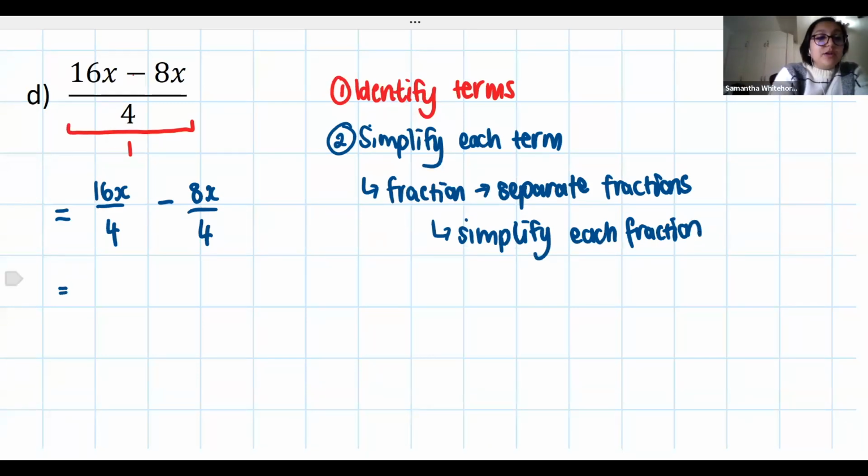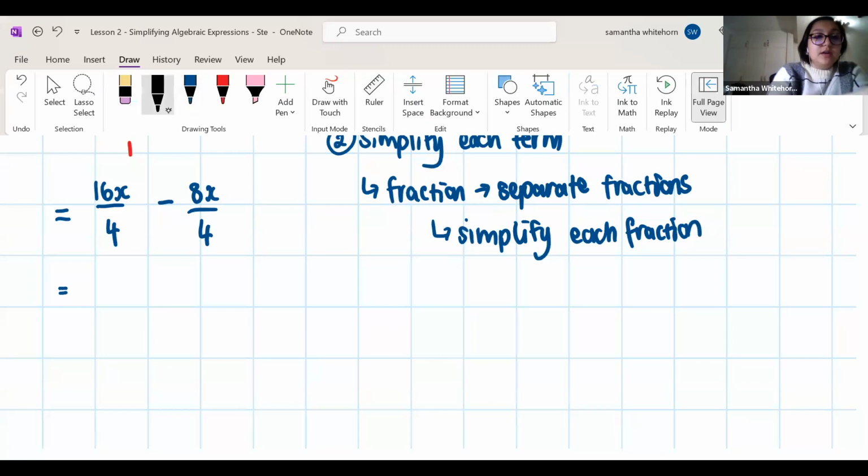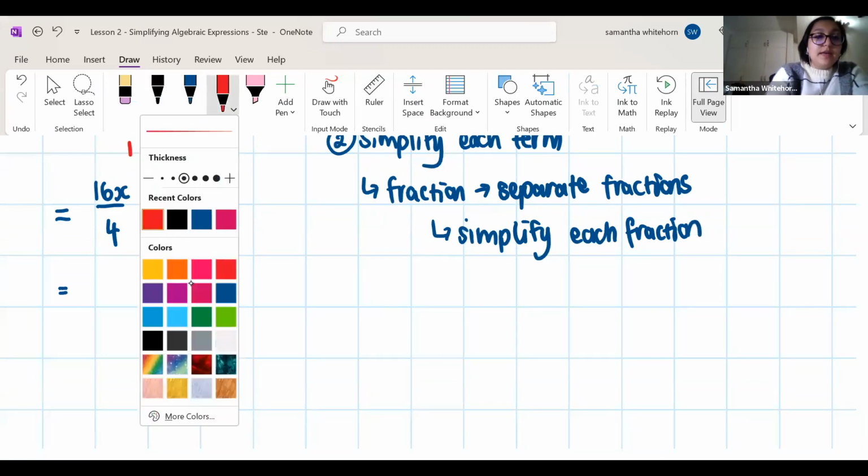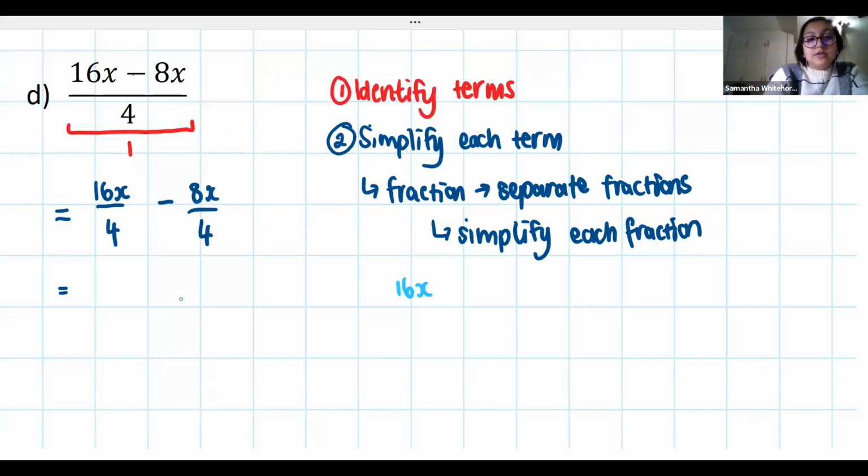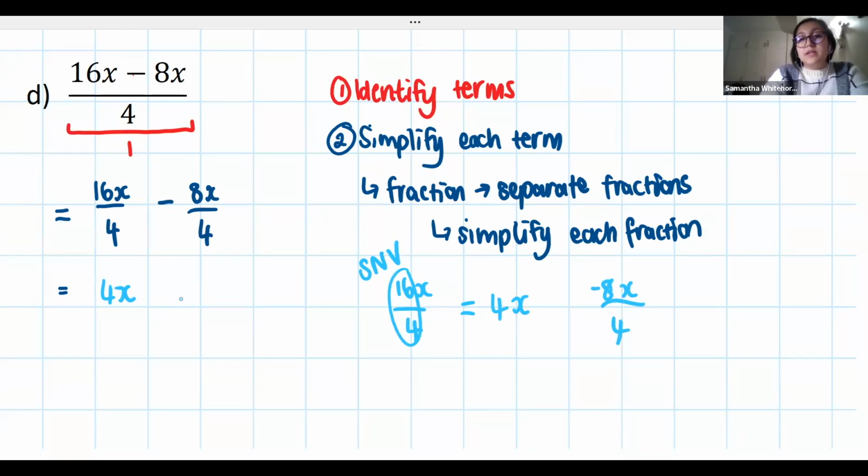So if we look at fraction number 1, guys, let's focus. Fraction number 1 is 16x divided by 4. Remember, signs, numbers, variables. Positive divided by a positive is a positive. 16 divided by 4 is 4. And then we have that x. So this first term simplifies to 4x. The second fraction is negative 8x over 4. Positive divided by a negative is a negative. 8 divided by 4 is 2. And then we have that x. So my second fraction simplifies to negative 2x.